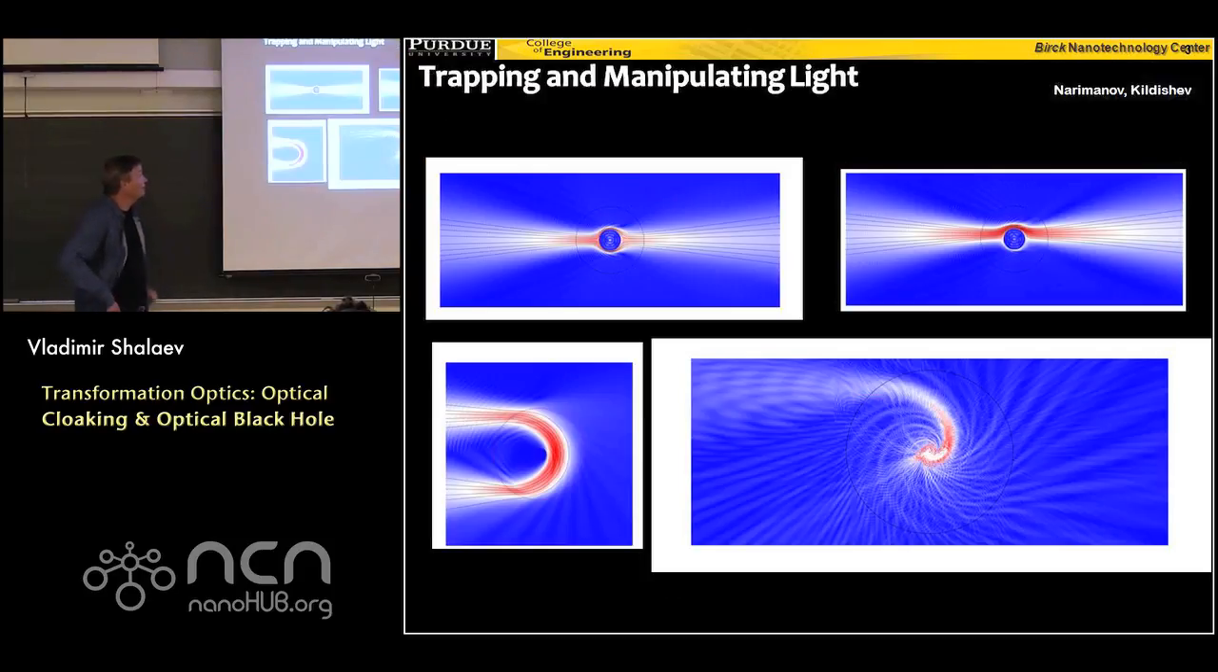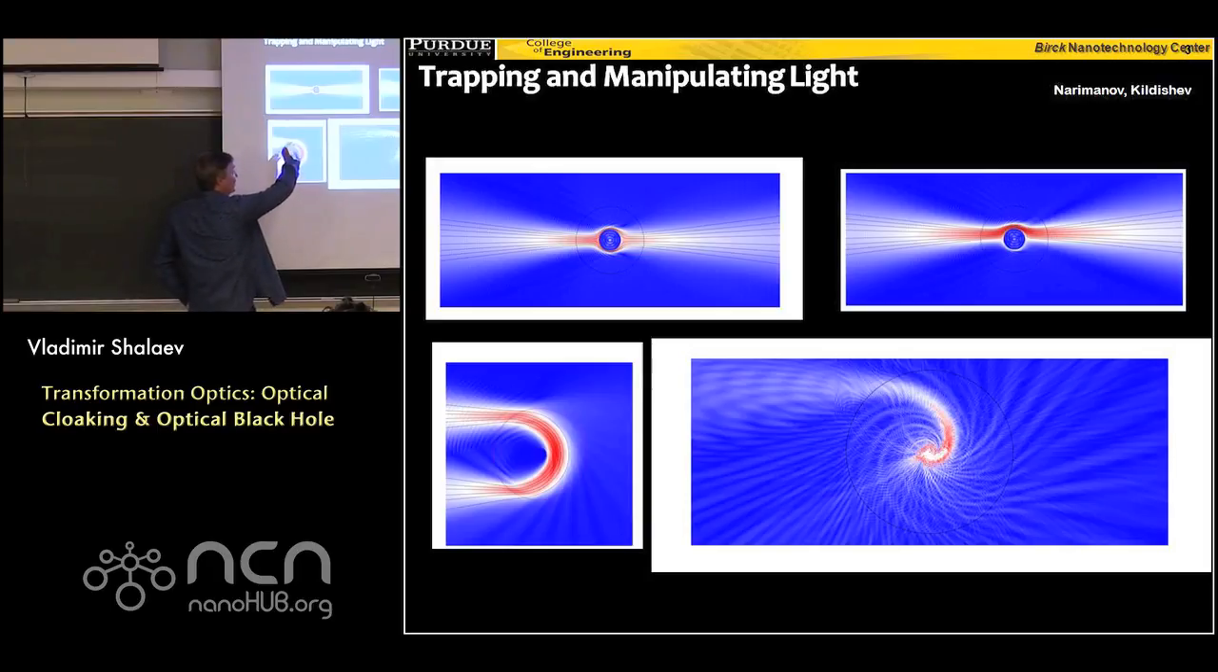Here is more design done by Professor Narimanov and Professor Kildashev, and just appreciate how unusual the propagation of light can be when you create this distribution of parameters epsilon mu in space. In this particular case, light goes around some object without entering that area. This is actually closely related to the idea of cloaking, which I will be speaking about a bit later.